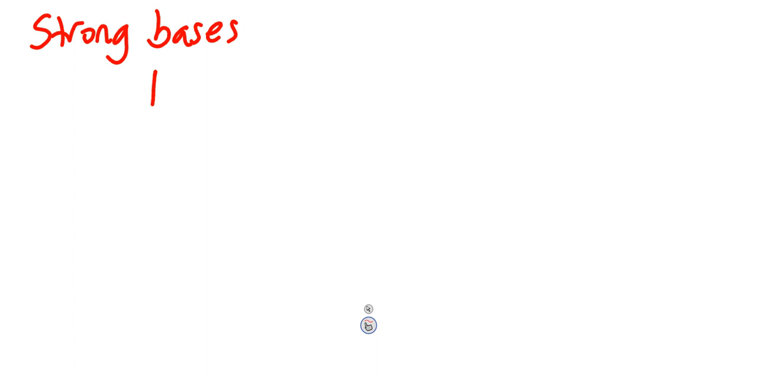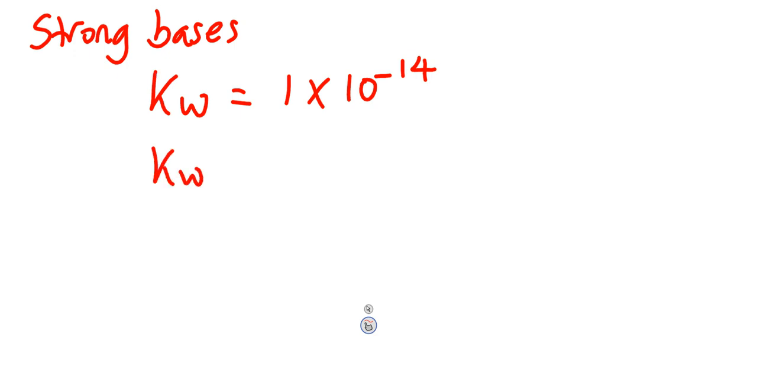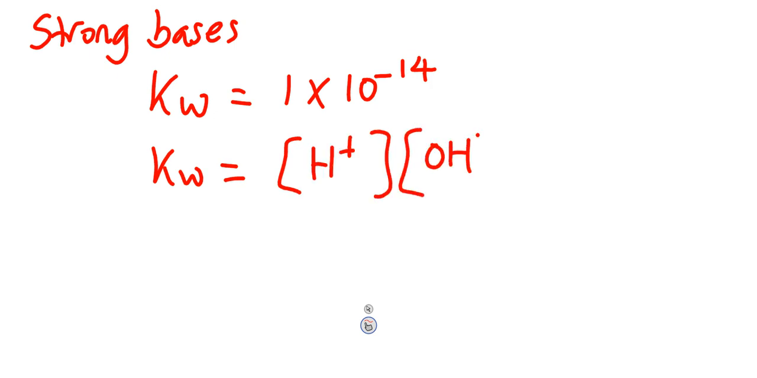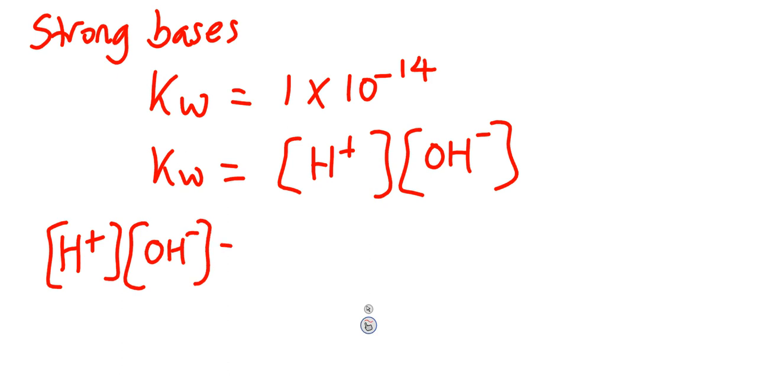Now, the key thing that we need to know about here is this constant, the ionic product of water. And the ionic product of water has this value. If I remember correctly, that is on the data sheet. And the ionic product of water also equals the concentration of hydrogen ions multiplied by the concentration of hydroxide ions in solution. So what that is saying is the product of hydrogen ions times hydroxide ions will equal 1 multiplied by 10 to the minus 14.